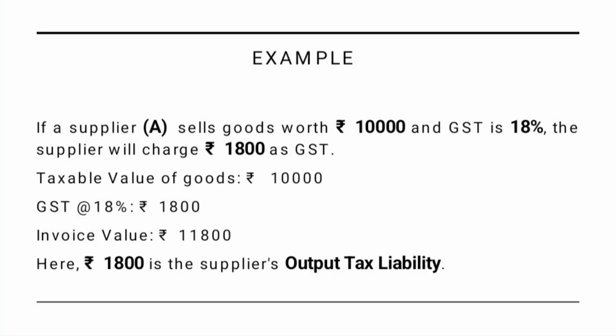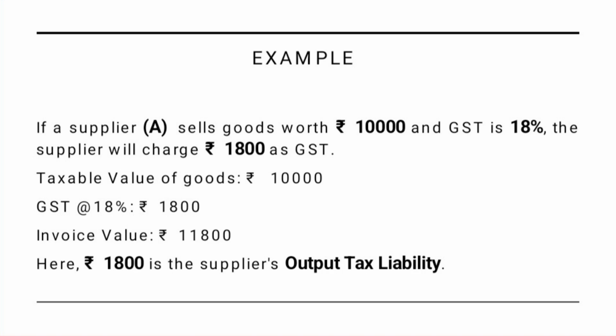Value means taxable value, which is 10,000. GST at the rate of 18% is 1800. What is the invoice value? 11,800. Here 1800 is the supplier's output tax liability.